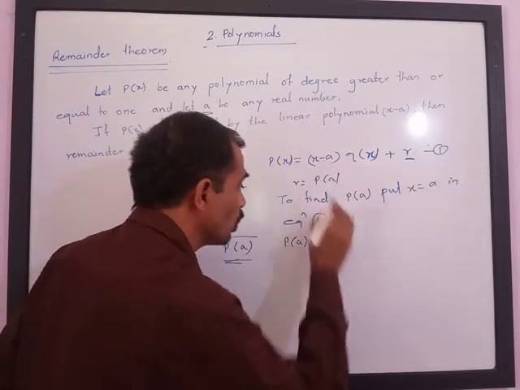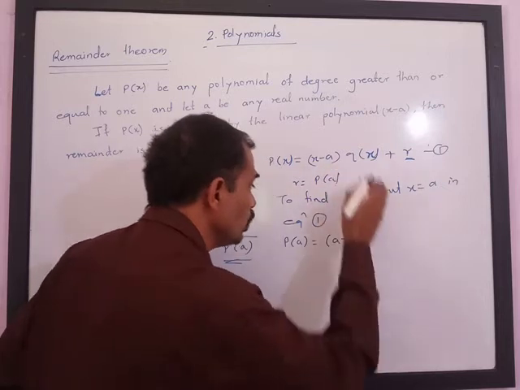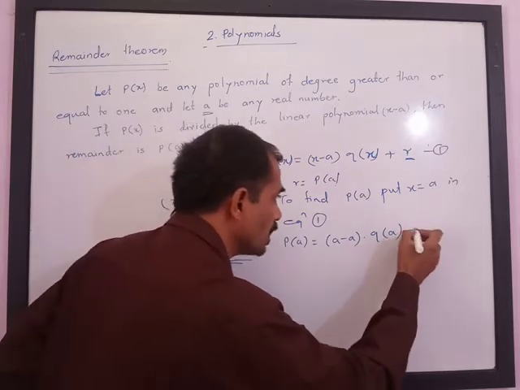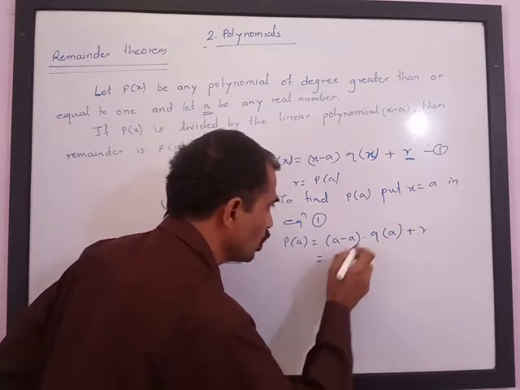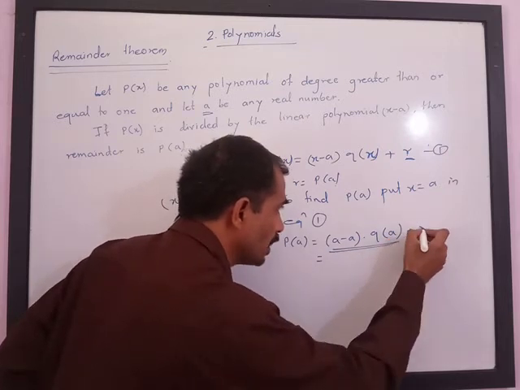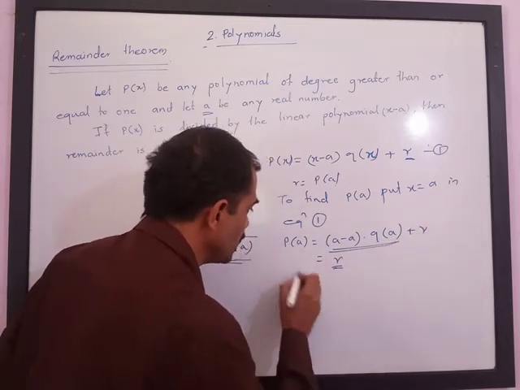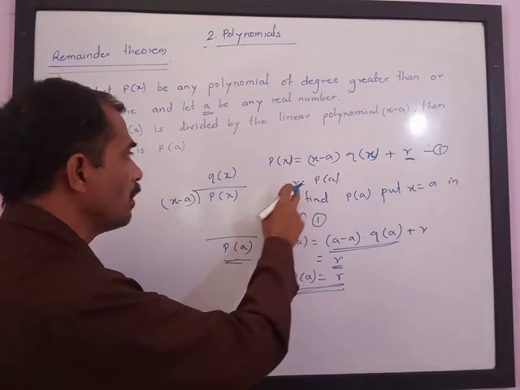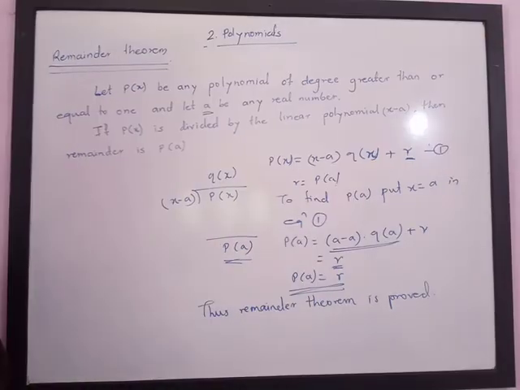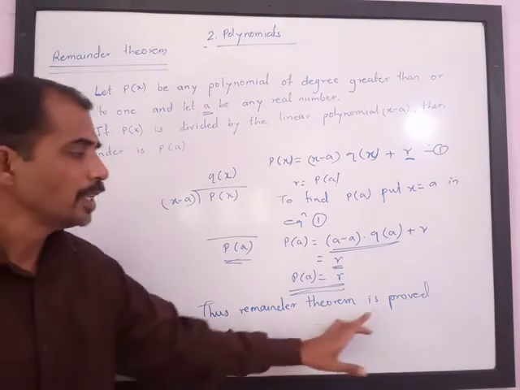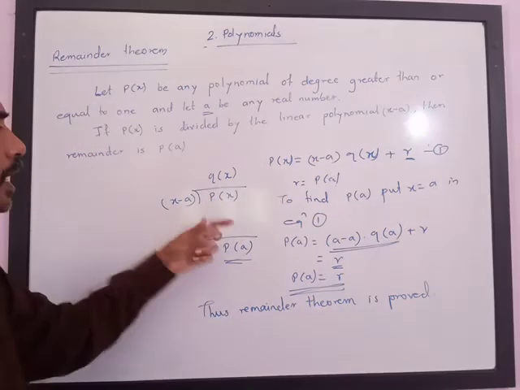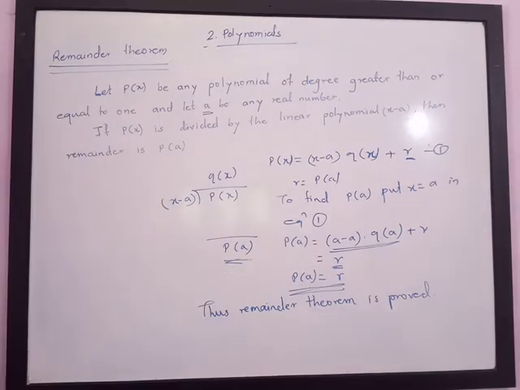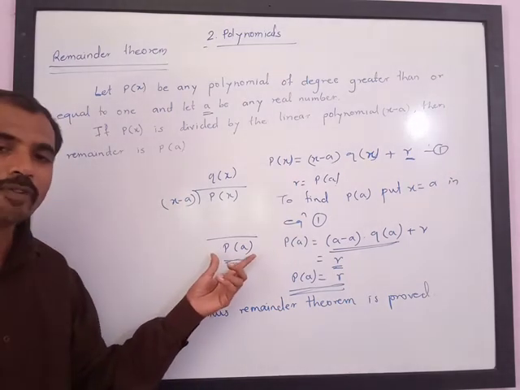We have to put x is equal to a, so we will get a minus a into the quotient q of a, plus r. Now we know that a minus a is 0. 0 multiplied by anything is 0, so we will get the remainder r. It means p of a is equal to r. So we get the same, remainder is equal to p of a. Thus, remainder theorem is proved. It means if any polynomial is divided by a linear polynomial, the remainder is p of a.